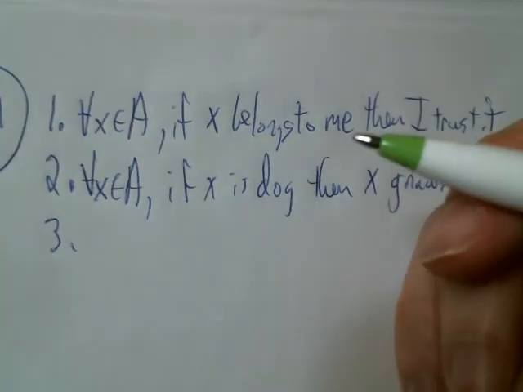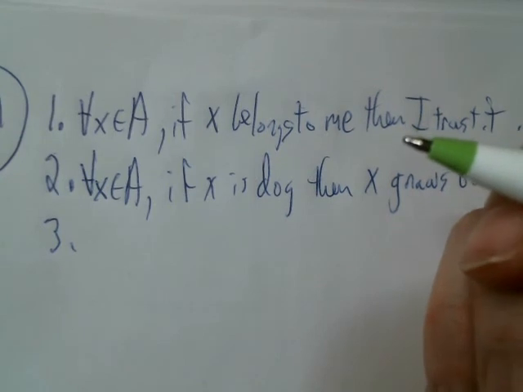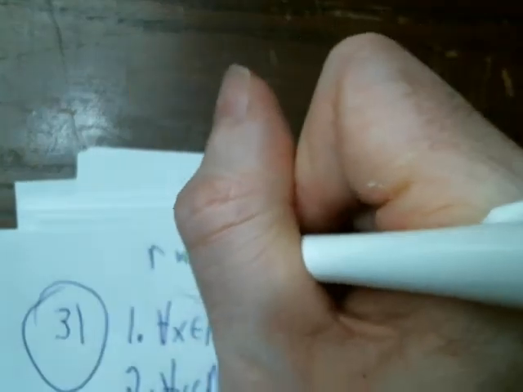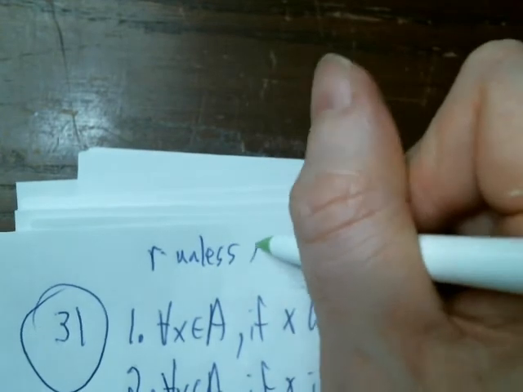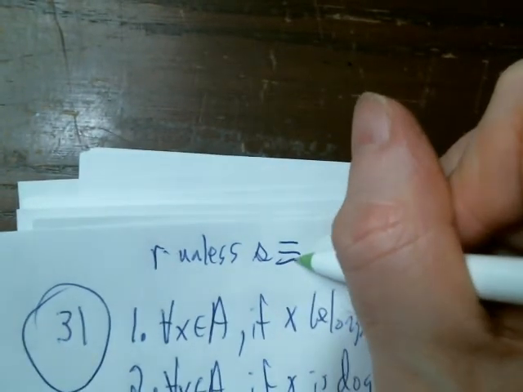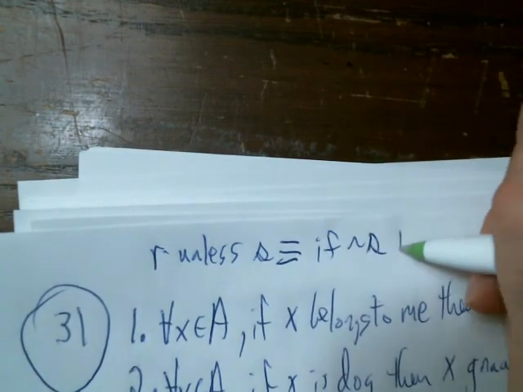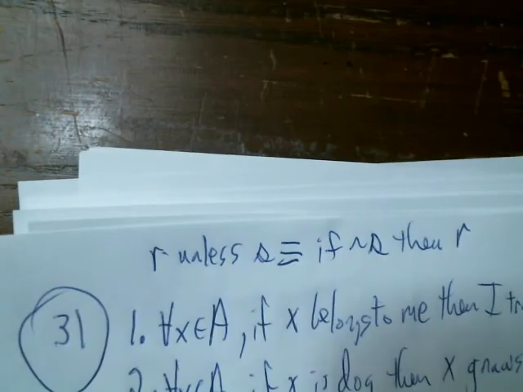Third statement, I admit no animals into my study unless they will beg when I tell them to beg. Right? So the unless, you sort of have to negate and flip. So how did unless work? R unless S is equivalent to saying if not S, then R. So you got to remember all those little technical rules.